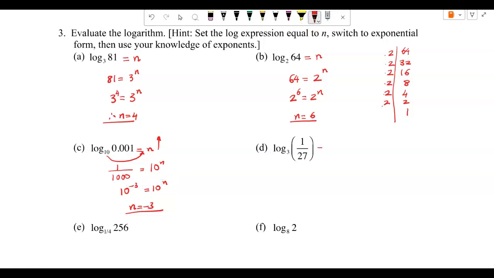This one? So you push the base to 3^n. Yeah. So 1 over 27 is equal to 3 raised to n. 1 over 27 is 1 over 3 cubed. Correct? So get that on top. So 3 raised to minus 3.